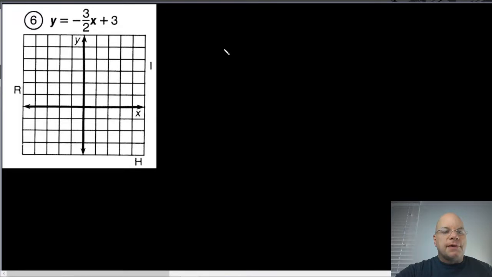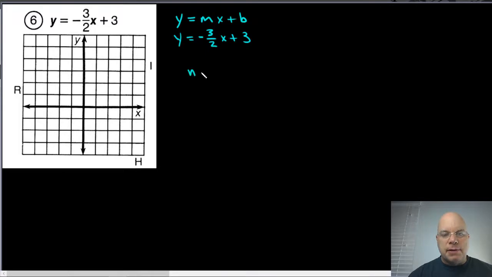We're practicing graphing lines in slope-intercept form again on tonight's homework. Once again, the general form of an equation given in slope-intercept form is y equals mx plus b. If we write the equation for problem number 6 below that general equation, y equals negative 3/2 x plus 3, we can easily identify m as negative 3/2 and b as positive 3.